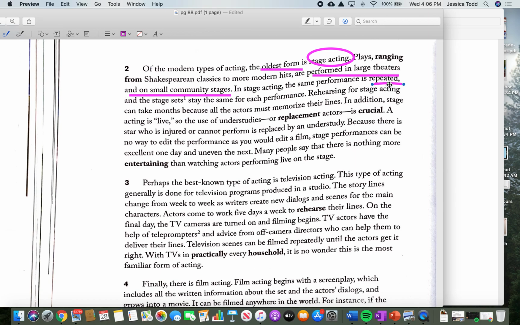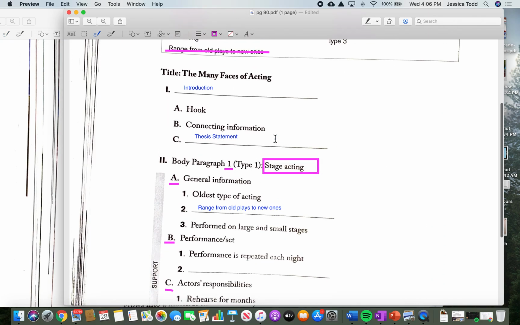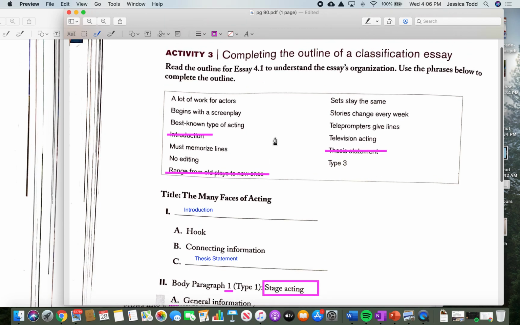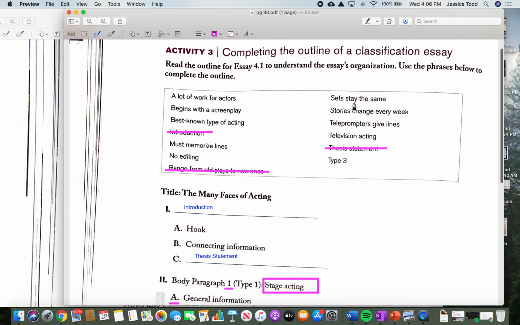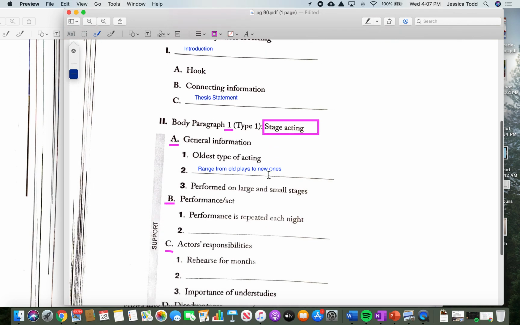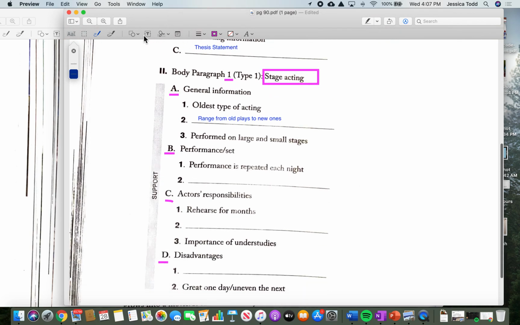Okay, so here it's repeated each night. And then here's some new information. The stage sets stay the same for each performance. Again, I'm going to look back up at my box. Ooh, sets stay the same. So that's very easy. I'm just going to copy that one and put it down here under performance. Sets stay the same. Okay?